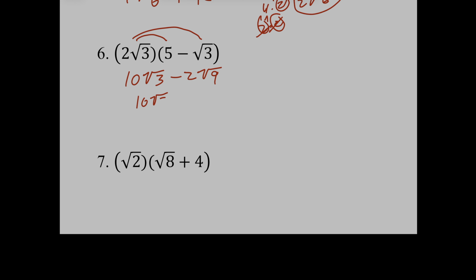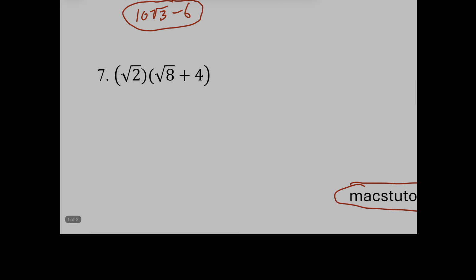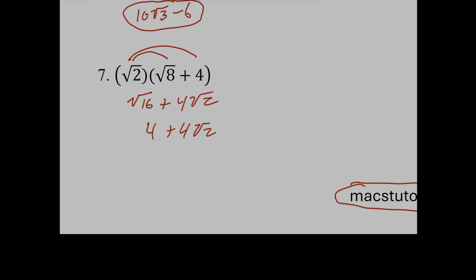There's nothing I can do there. Minus, now I can pull out a normal everyday 3, and I times it by the 2, and I get 6. Easy peasy. Number 7, we're going to go ahead and go boink and boink. And here I'm going to get square root of 16 plus 4 root 2. 16 is 4. 4 plus 4 root 2. And that, my friends, is my final answer.